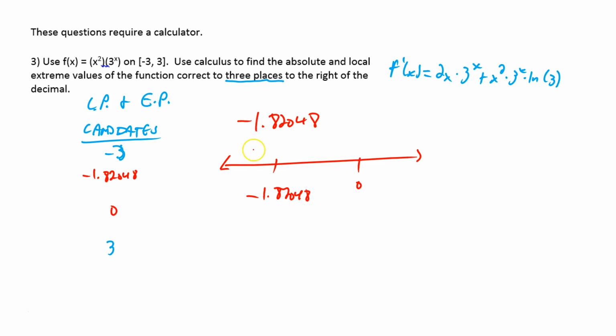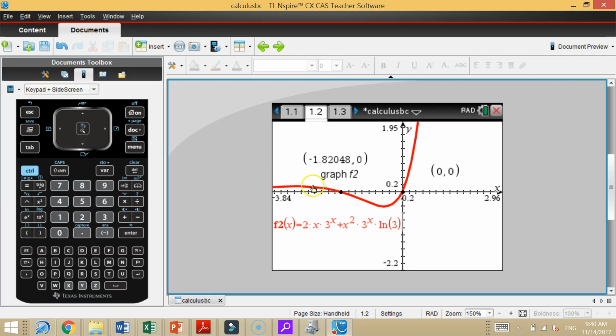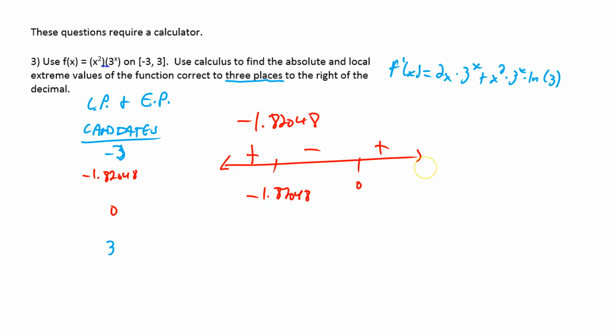And we saw that the derivative changed from positive to negative to positive. We saw that just by looking at the graph, right? Positive to negative, positive. Cool. So that means we have a maximum at negative 1.82048, and we have a minimum at 0. And we must start at a minimum if we rise to initially, and then we must end at a max if we rise at the end.